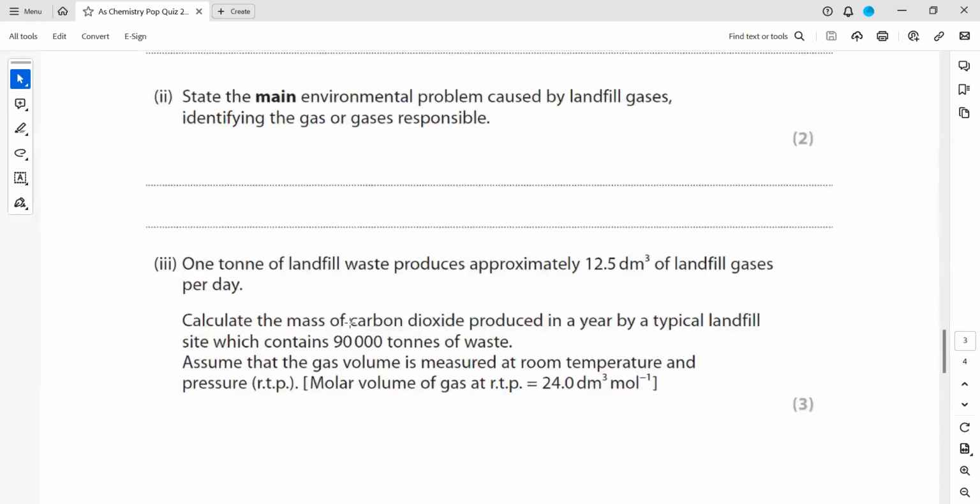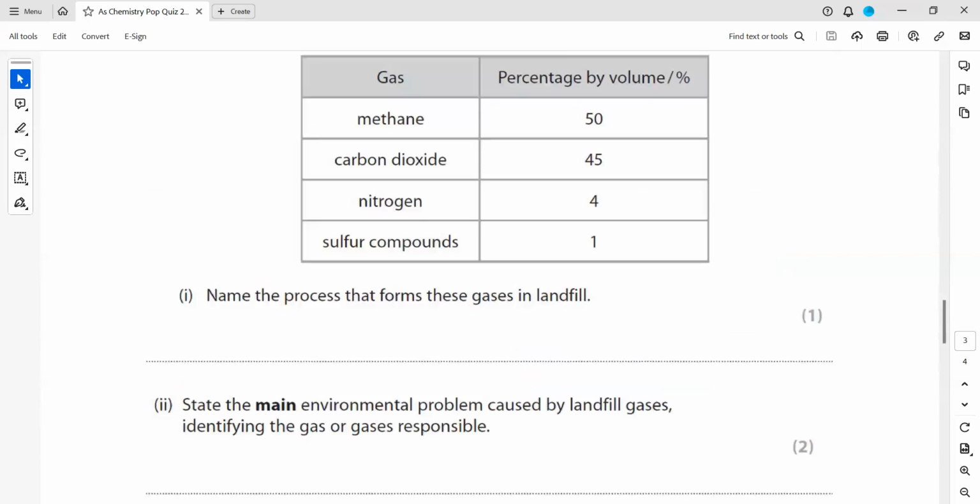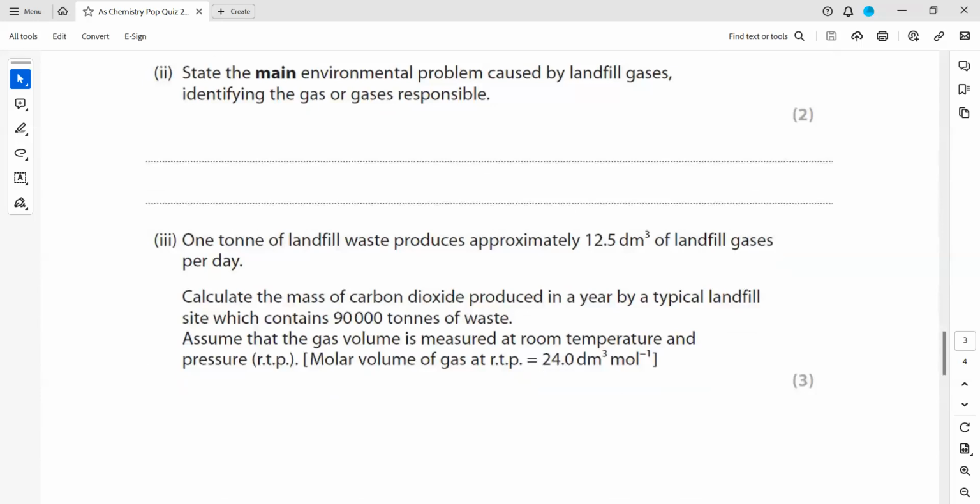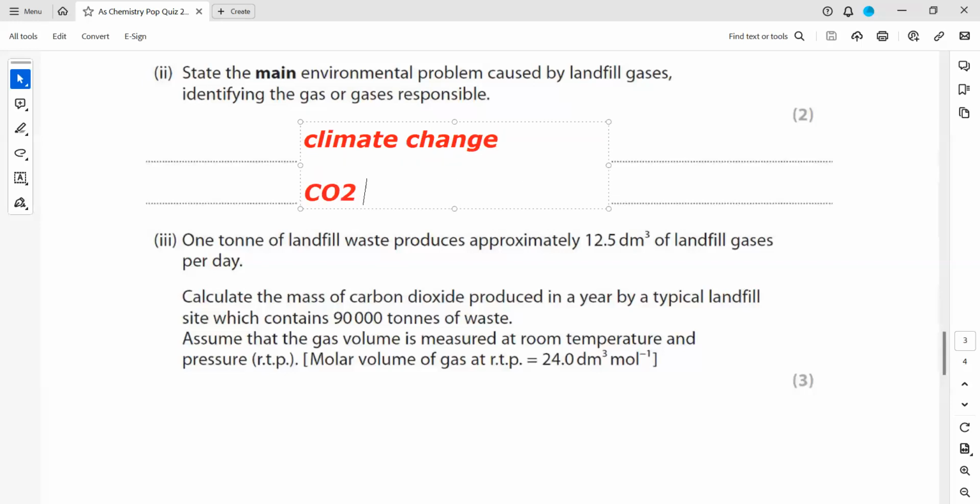State the main environmental problem caused by the landfill gases and identify the gas or gases responsible. So the environmental problem: as you can see, methane is there, carbon dioxide is there. These are greenhouse gases, and about 95% of these gases are released. So the major environmental problem is that these are greenhouse gases. They can cause climate change or global warming. The gases are CO2 and CH4.